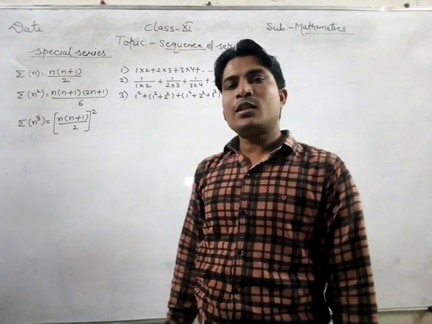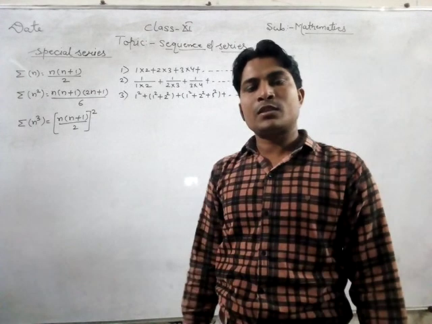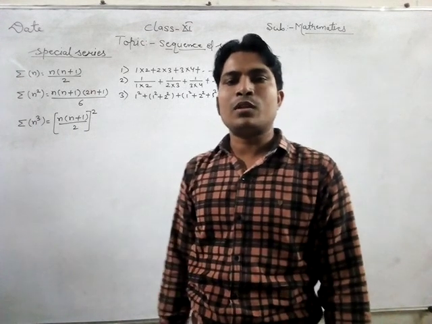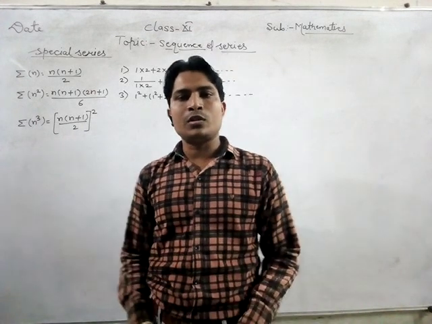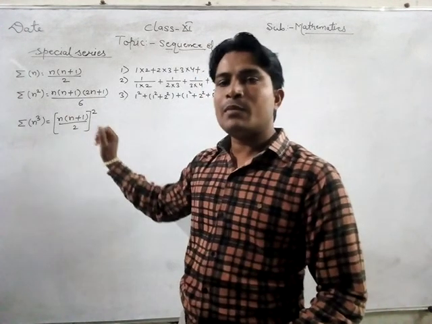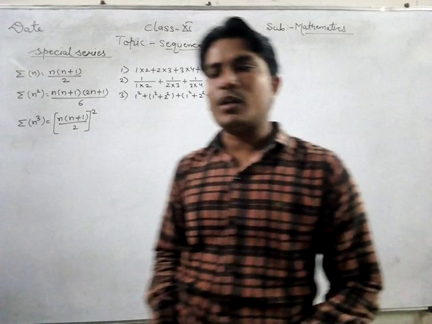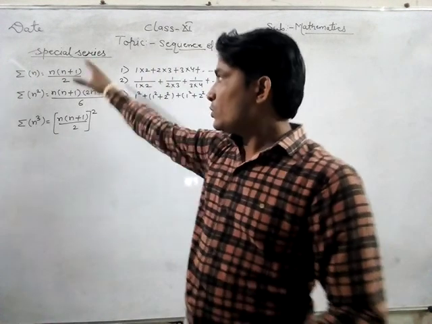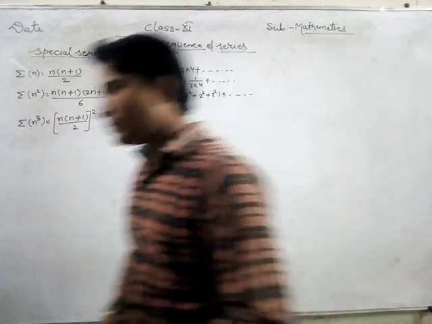And similarly, the sum of cubes of the n natural numbers, that is 1 cube, 2 cube, 3 cube up to n cube, the formula is n into n plus 1 divided by 2, the whole square. Okay, I hope you understood this.